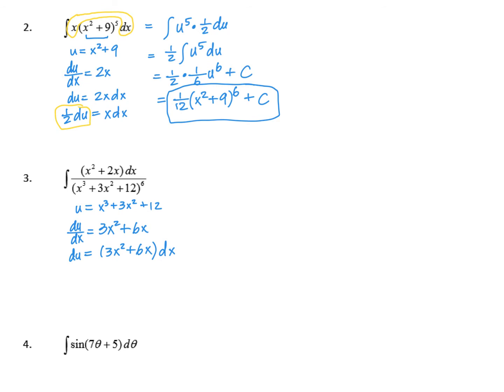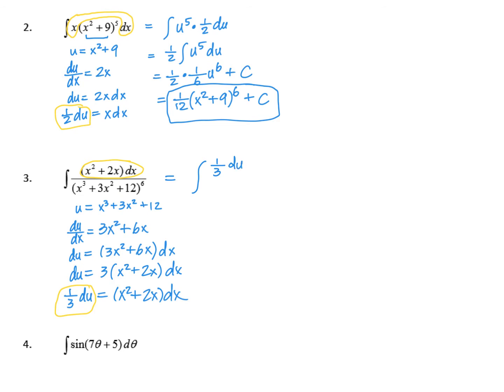Now, if you look at this expression and this expression, they don't quite match. But if we factor out a 3, it would be quite nice, because we would have x squared plus 2x dx. We multiply both sides by 1/3, and we get x squared plus 2x times dx. And here it is, x squared plus 2x dx. x squared plus 2x dx can be replaced by 1/3 du. So this problem becomes 1/3 du all over u to the 6.